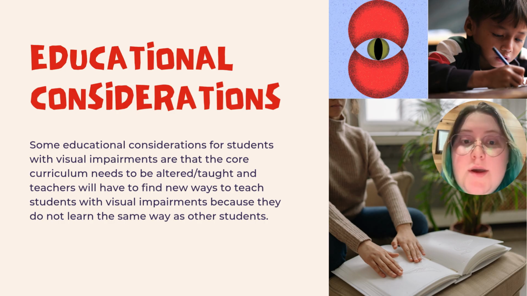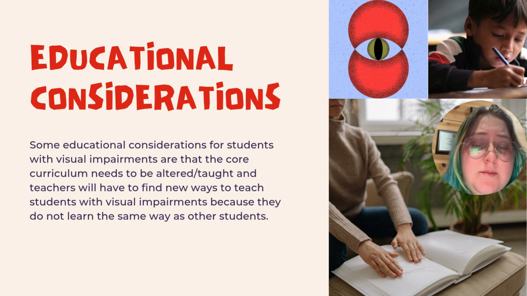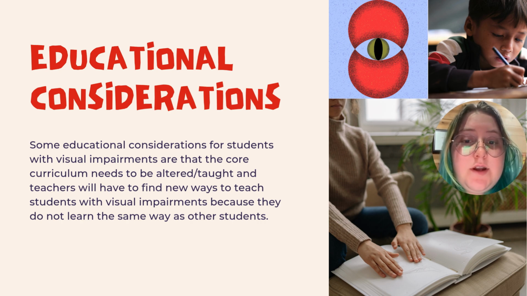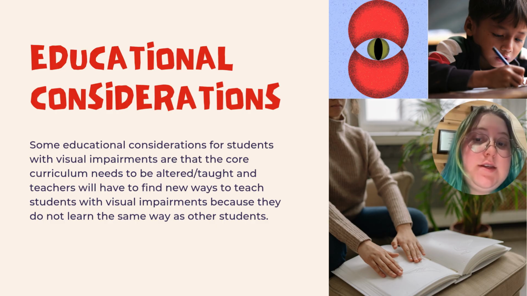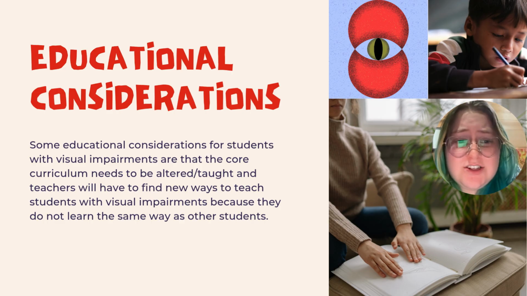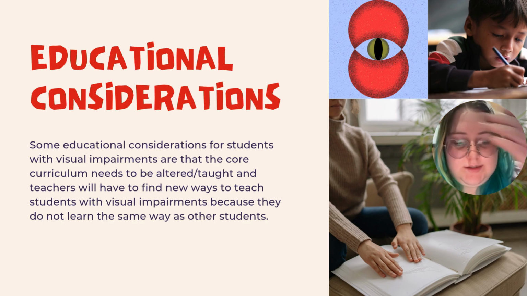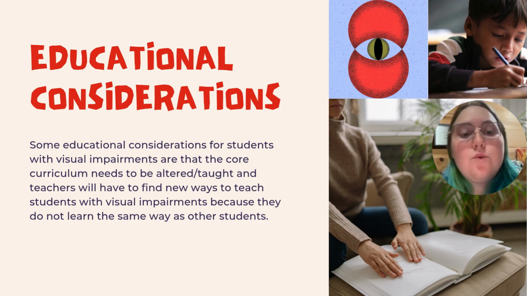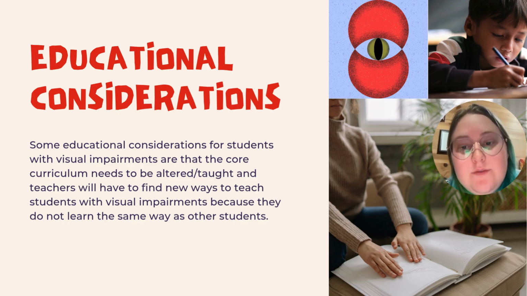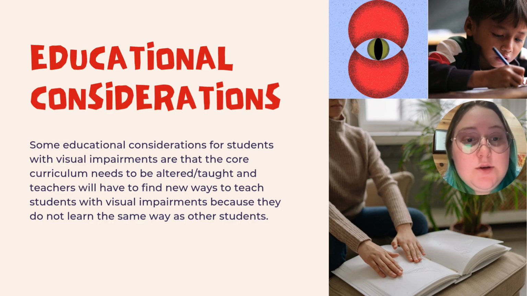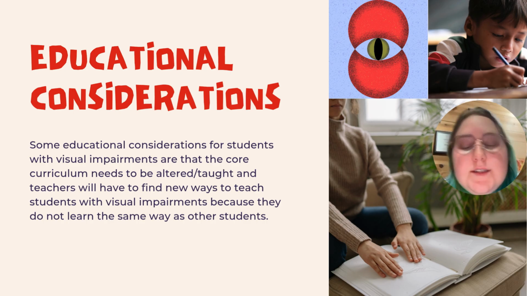Okay, so for educational considerations, some educational considerations for students with visual impairments are that the core curriculum needs to be altered and taught in a way that makes sense for the students, and teachers will have to find new ways to teach the students with visual impairments because they do not learn the same way that other students do. If you had a visual impairment, you cannot just read a book, right? You're going to have to figure out a different way for those students to be taught to read. So, like through Braille, as seen in this picture, or even audiobooks, things like that.